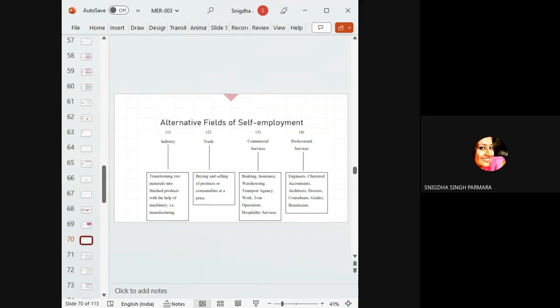So what are the alternative fields for self employment? Entrepreneurs can engage themselves in industry. What is industry? Where certain raw materials are taken and processed into a finished good form, where there is manufacturing taking place. Trade: they're not manufacturing anything, only buying a certain good from somebody and selling it to the final customer.